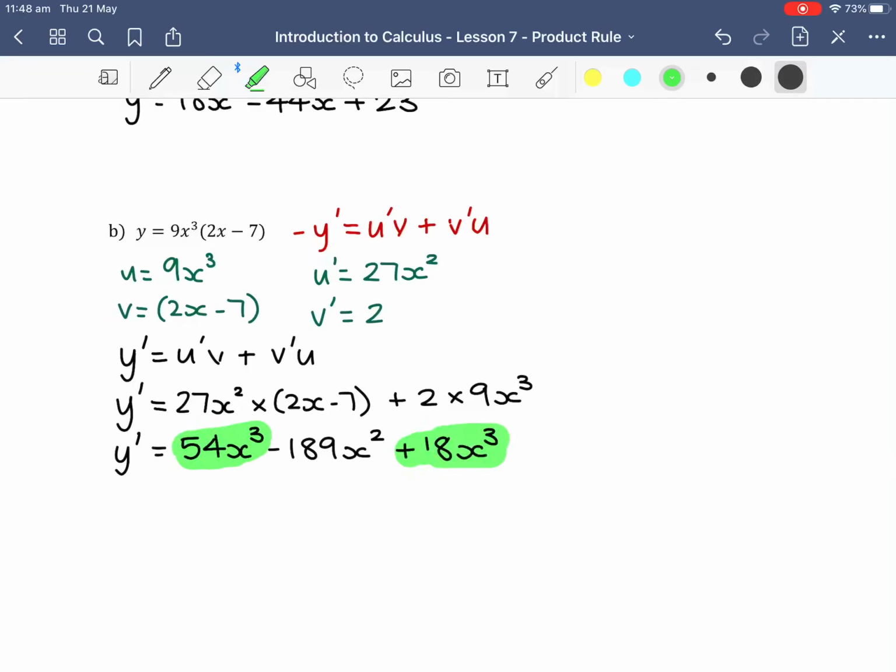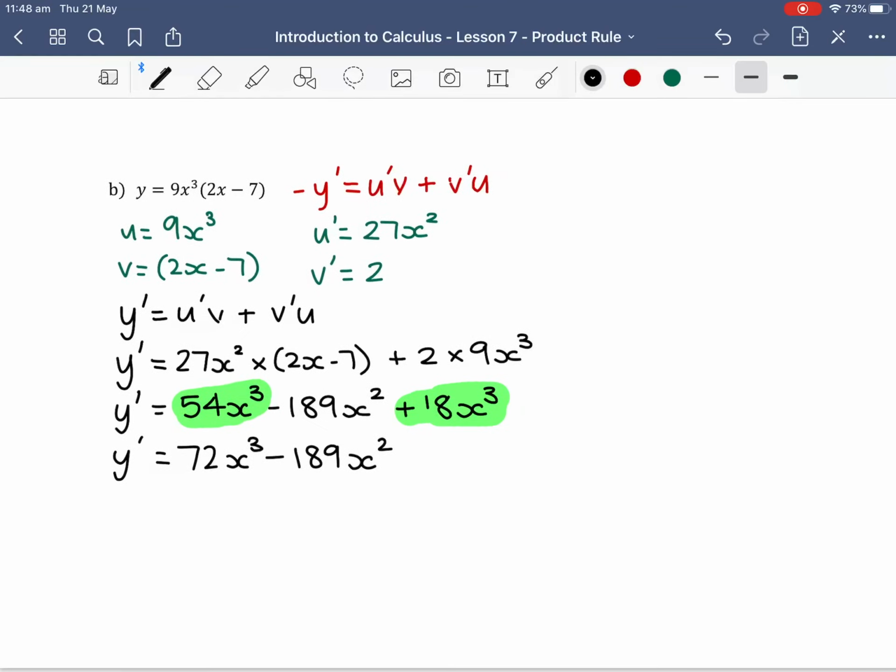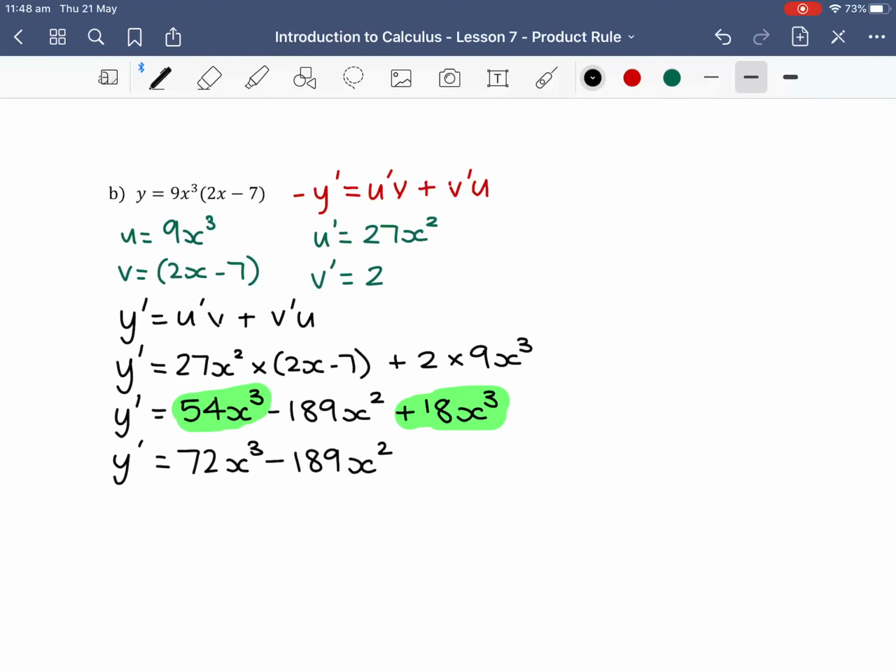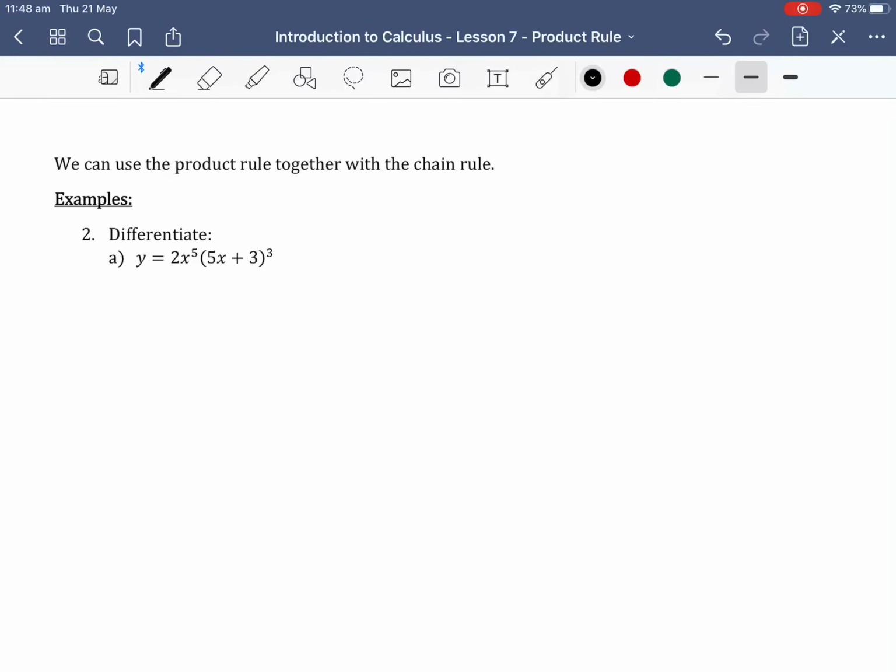So we've got our cubes, so our 54x cubed plus 18x cubed, which gives us y dash equals 72x cubed, and then minus 189x squared. And that's how we differentiate using the product rule. We also can use the product rule together with the chain rule, which we have learnt last lesson.